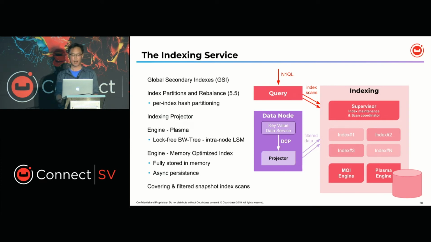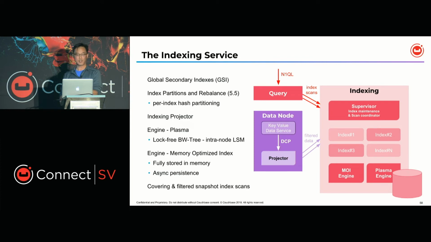There's another engine called the Memory Optimized Indexing Engine, or MOI. The difference with MOI is it's fully stored in memory, so your index must be completely in memory. For certain use cases, that might be the right win. It does support asynchronous persistence, so that if a node has some trouble, you don't have to rebuild everything from zero all the time, but it's meant for a different use case.